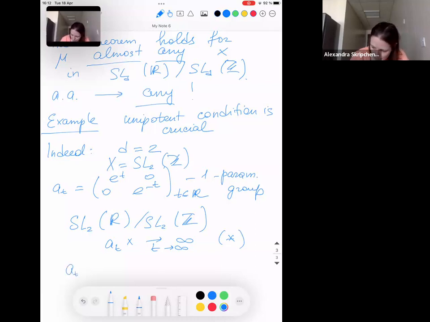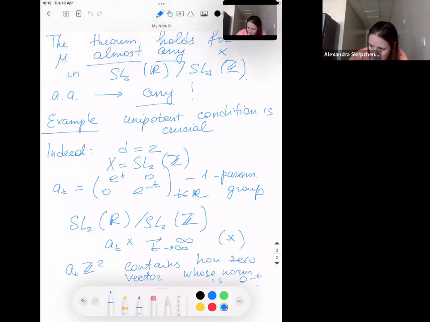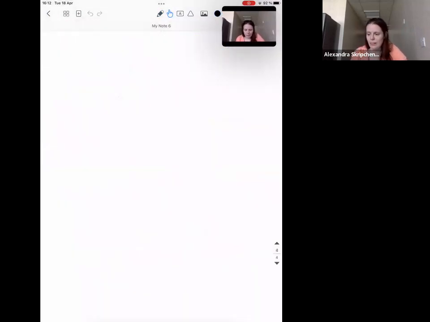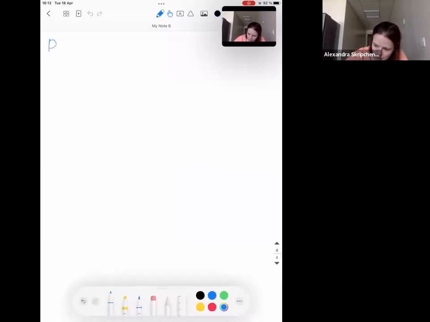So then what does it mean? It means that this lattice contains a non-zero vector whose norm is e^(-T). And then it means that, unfortunately, if we remove the statement about unipotency of the one parameter subgroup, our statement will be simply wrong. So now I'm ready to prove our theorem.